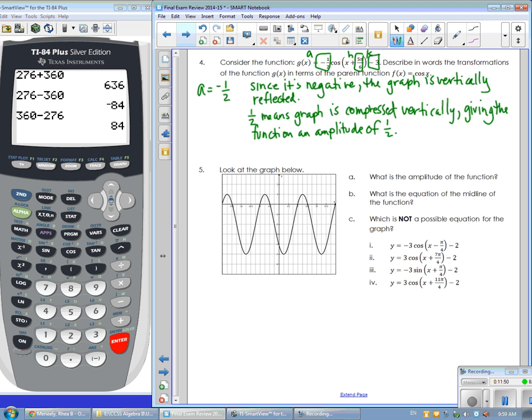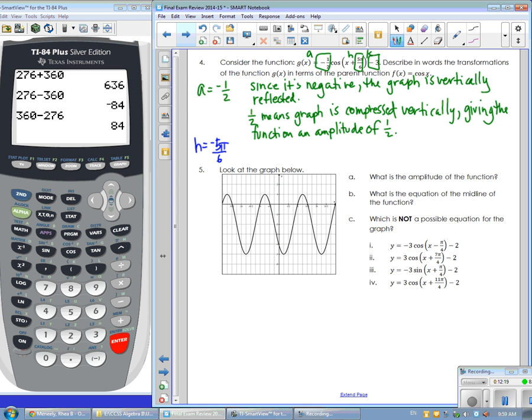All right, the next term we want to look at is the h term. You've got to remember that in the formula, it's x minus h. So the fact that I see an x plus 5 pi over 6 tells me that h would be -5 pi over 6. And h, remember, is our horizontal shift. So the graph is going to be shifted to the left 5 pi over 6 units.